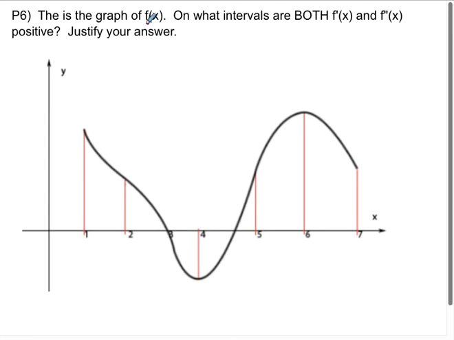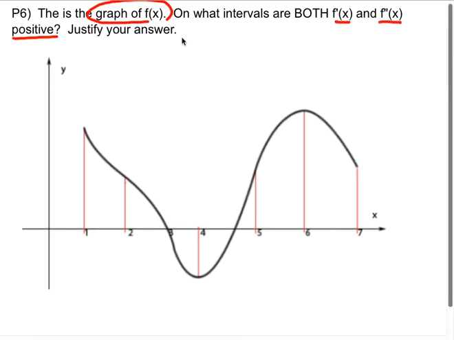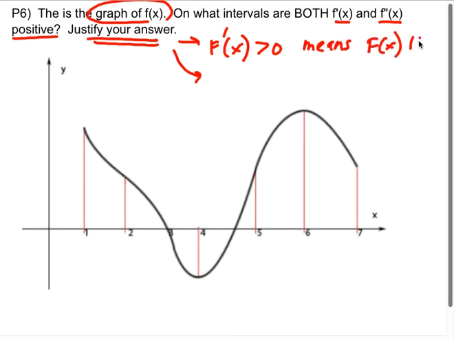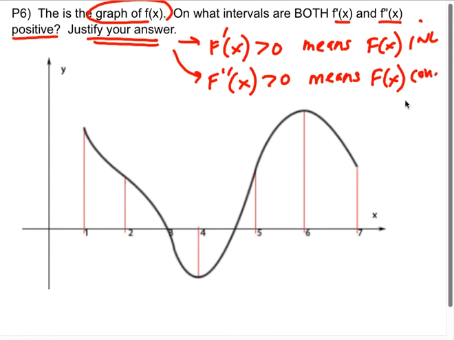Again, this is the graph of f. We are asked when are both f prime and f double prime positive. So when you talk about justifying your answer, your first job is going to be to translate what they asked into what you can see with your eyeballs. F prime of x greater than 0 means f of x is increasing, and f double prime of x greater than 0 means f of x is concave up, right? So what you're looking for is where this graph is going uphill and also cupping upward.